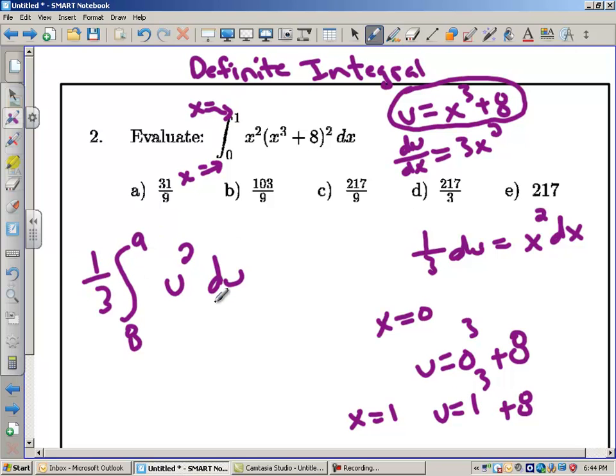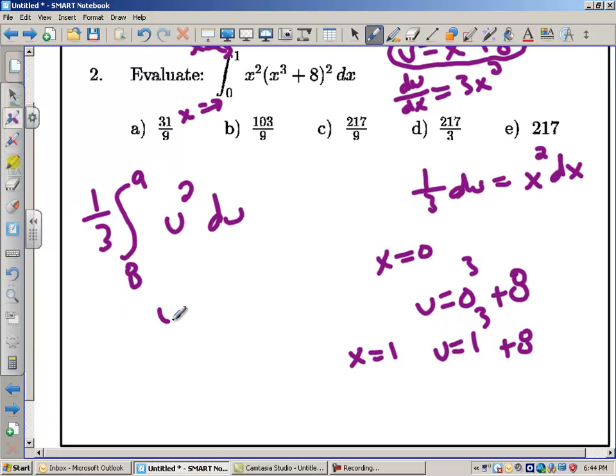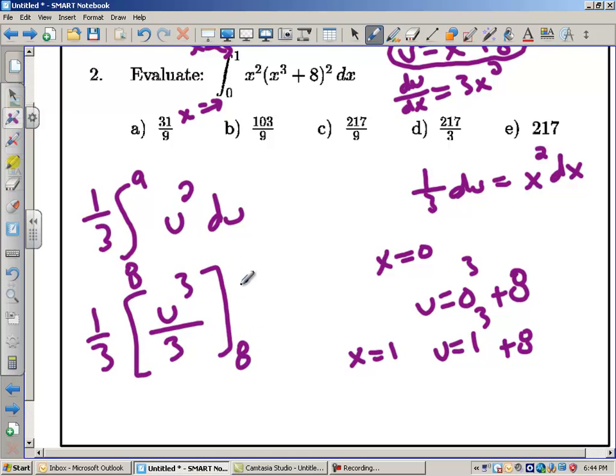So I've done a complete change of variable. I'm going to solve this all in terms of u, and I'm not even going to back substitute because I have a definite integral here. So the answer to this integral is u cubed over 3. And I've got my 1/3. I'm going to do that at the very end. And this is evaluated between 8 and 9.